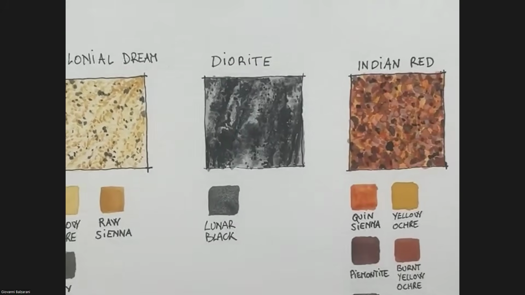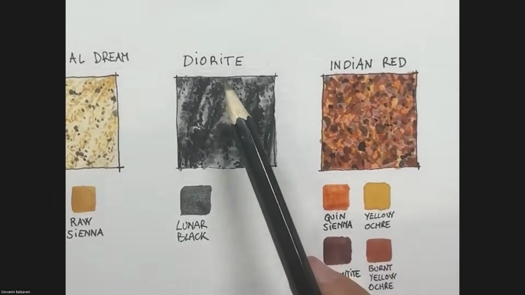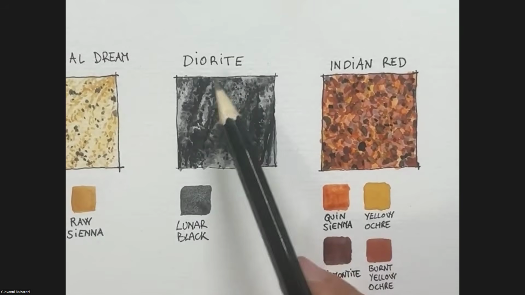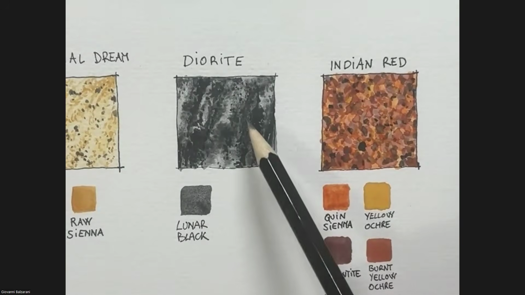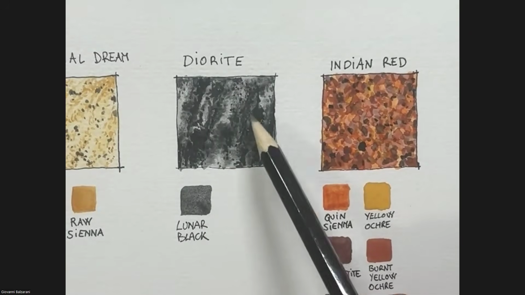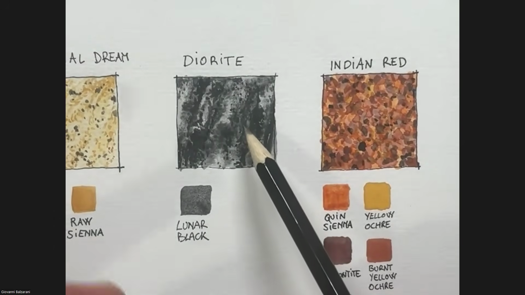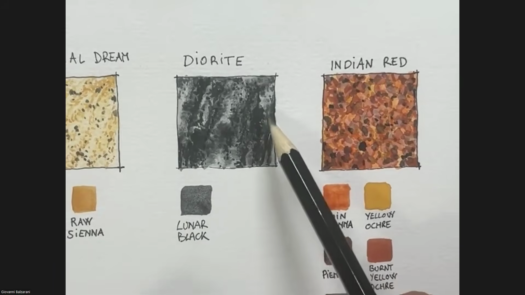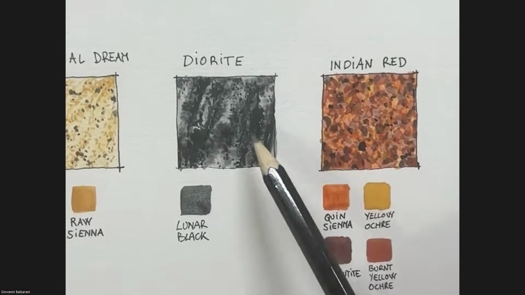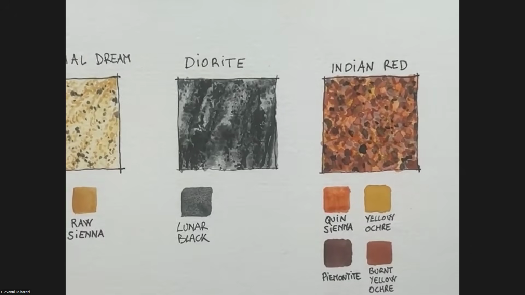And continues with the diorite, which is not a mineral or a stone, but is a marble, and obtained with lunar black. But in this case, don't use the granulation of the lunar black, only a little shade, and apply more strongly with my brush, two levels, and obtain this perfect texture.